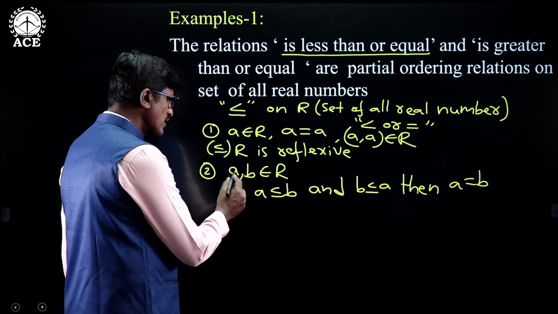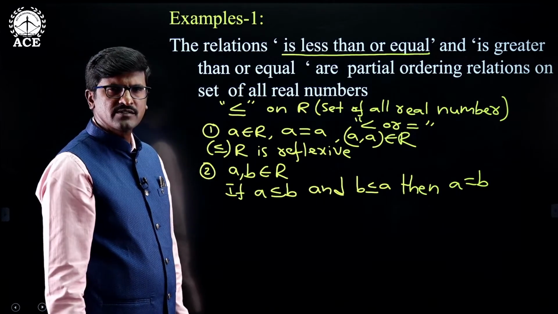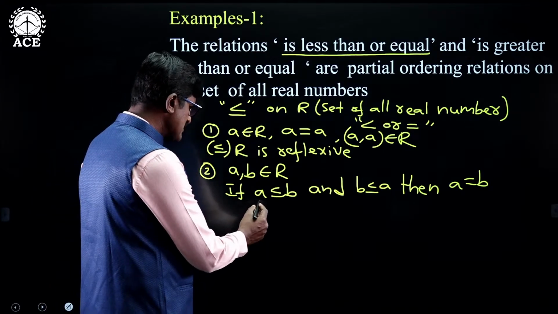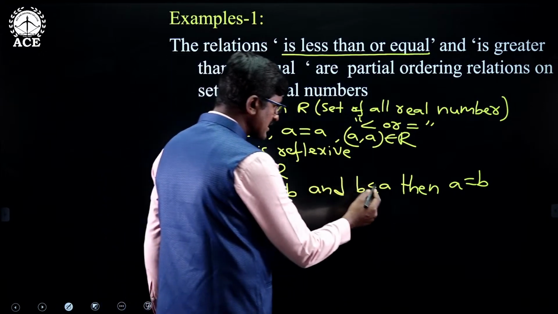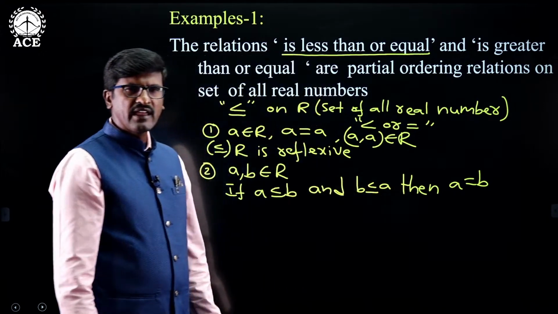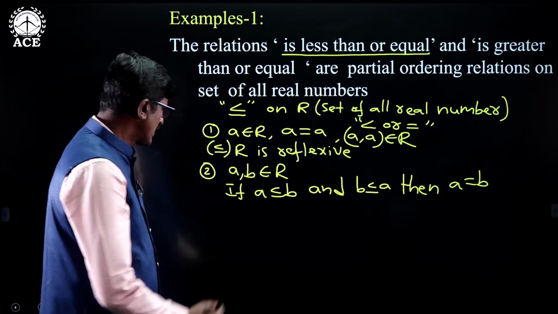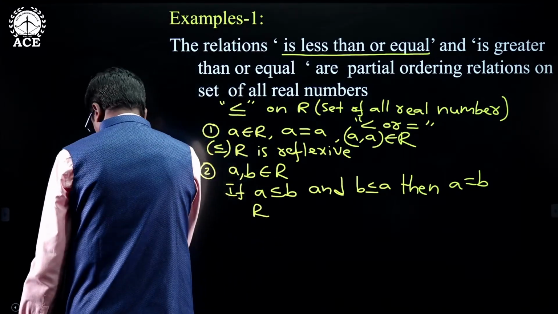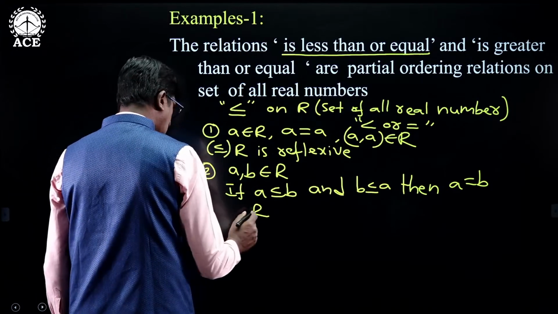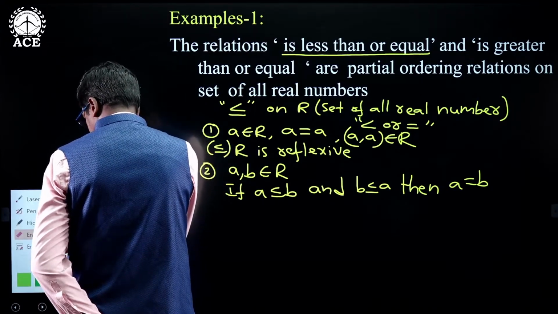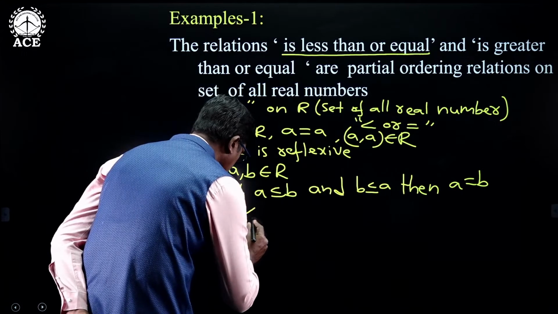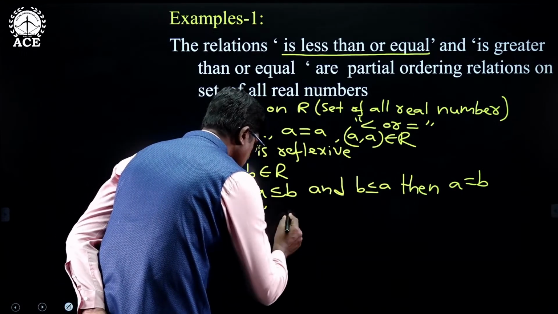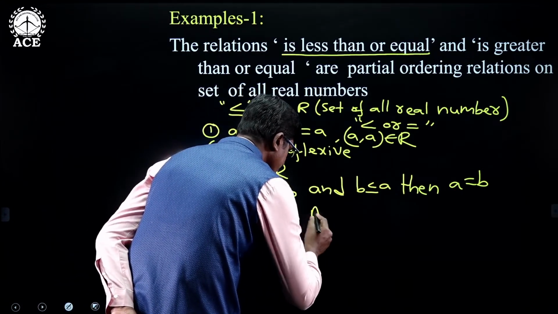So I am taking two elements in the real number system, small a and small b. If a is less than or equal to b and b is less than or equal to a, then a and b must be equal. Therefore, the relation R is antisymmetric. The relation less than or equal to is antisymmetric.